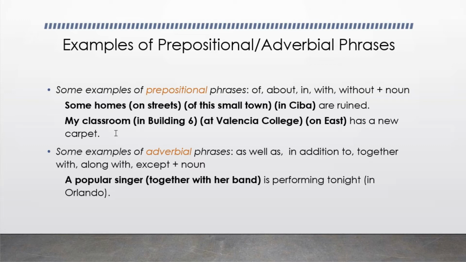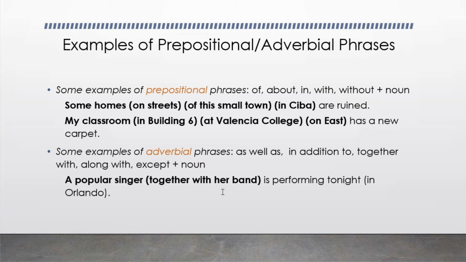My classroom in Building 6 at Valencia College on East has a new carpet. Again, you see this long, complex subject, but the simple subject is the classroom because the rest is junk, prepositional junk. You have 3 prepositional phrases. In building, at Valencia College, on East. Here are some examples of adverbs: as well as, in addition to, together with, along with, except, and when they are followed by a noun, they make an adverbial phrase.